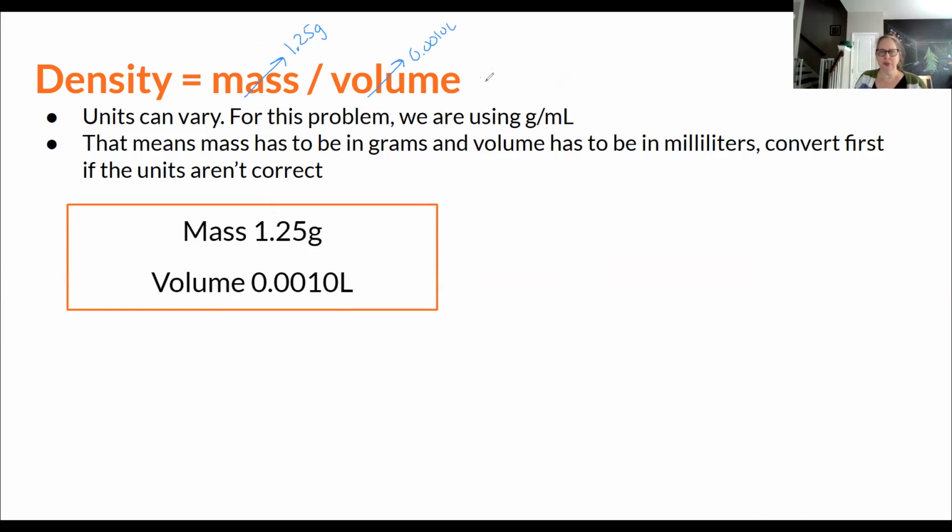So if I solve this problem as it is, I would get an answer in grams per milliliter, because grams would be on the numerator and liters would be on the denominator. Read carefully. For this problem, we're using grams per milliliter. That means I cannot use this guy. I have to convert him first. So I've got to convert 0.010 liters into milliliters.